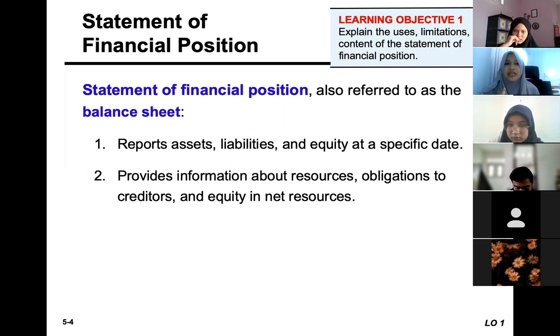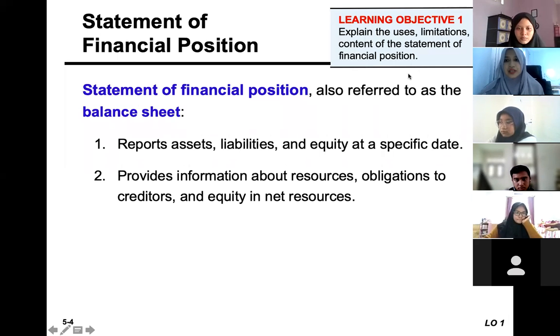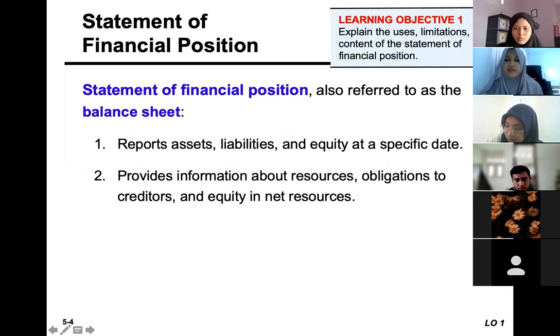When you see the term balance sheet, it just indicates that the sheet is giving something balancing figures. But statement of financial position reflects the information that can indicate what is the financial position of the company. So when we talk about financial position, users are interested in the assets, liabilities, and equities of the company at a specific date.